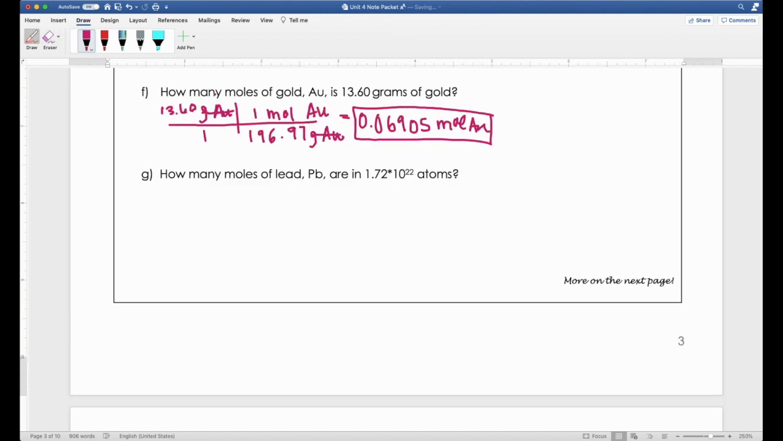Let's try G. So G is a little bit different. How many moles of lead are in 1.72 times 10 to the 22nd atoms of lead? We're going to set up our crosshair just like we did, with 1 down below as a placeholder. And in this case, we're going to convert atoms of lead to moles of lead.